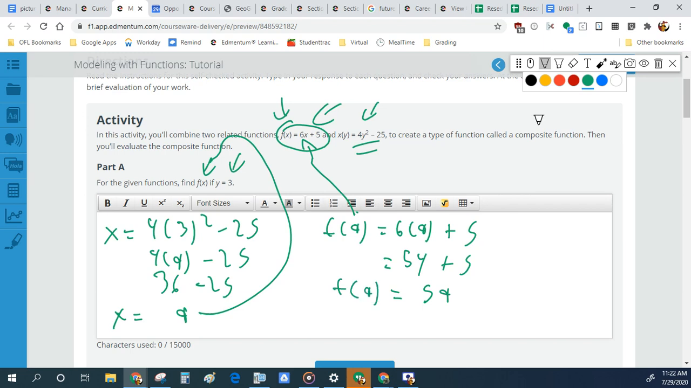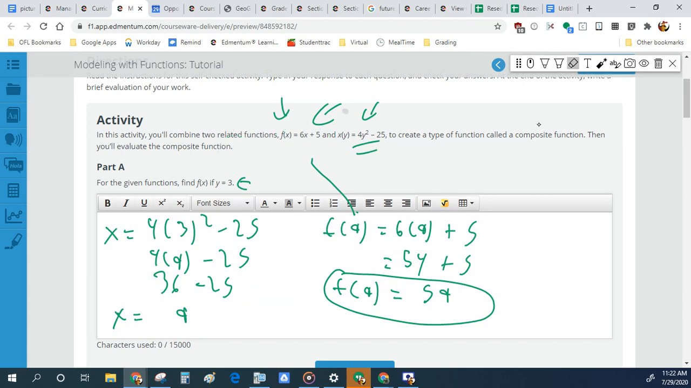So f of 9 equals 59. This was a 2-part problem hidden in the disguise of a 1-part problem. They give us a y, but they didn't give us the x. So let me erase some of this. To make it short, we need to figure out our x to plug it into here. To figure out our x, we have to take this y and plug it into here, which gives us our x. Does that make sense?